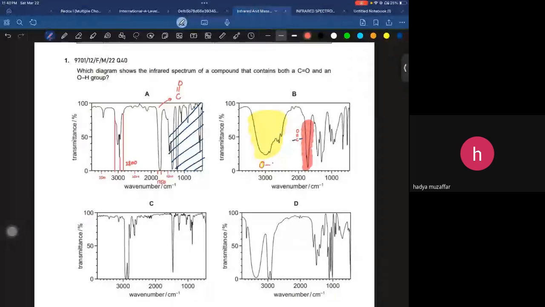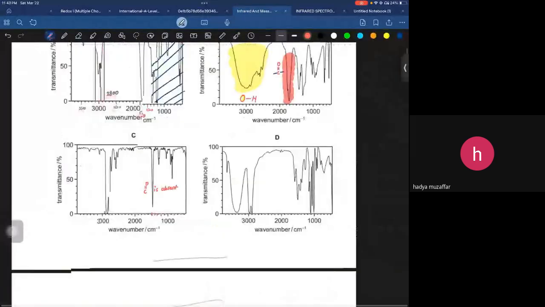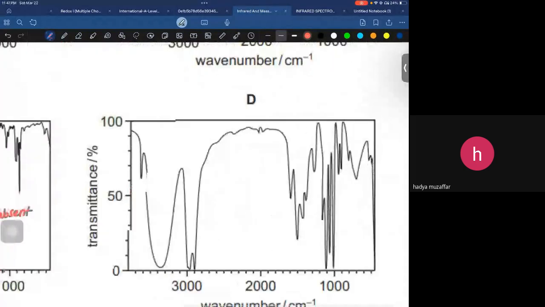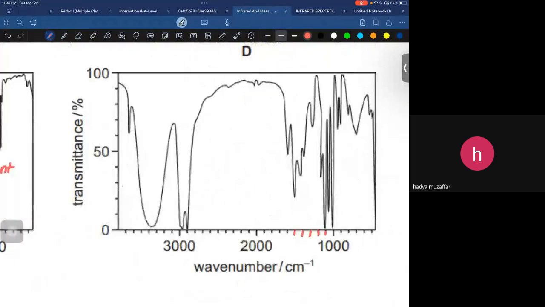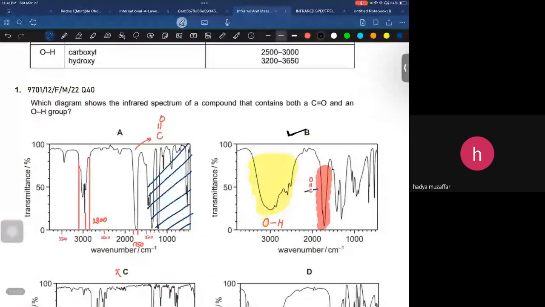But let me check C. For C, 11, 12, 13, 14, 15. No. Carbonyl is absent in this. C is the wrong option. Let's check D. 11, 12, 13, 14, 15. Oh, carbonyl is again absent. So 100% B option is correct.